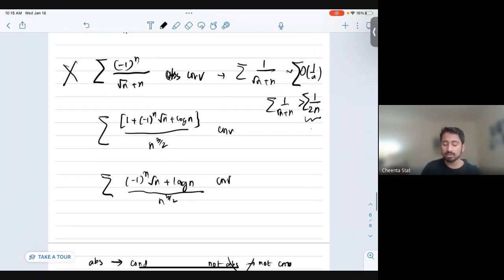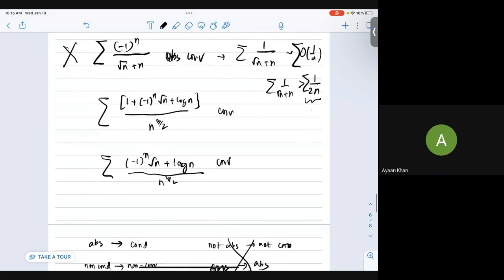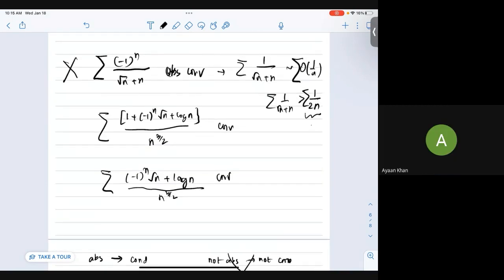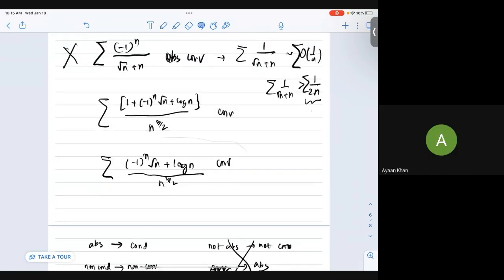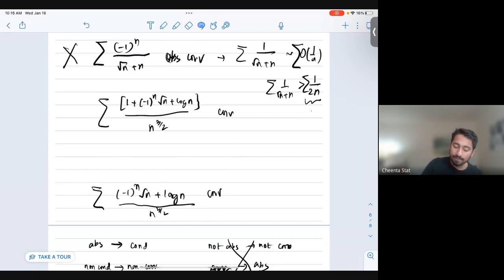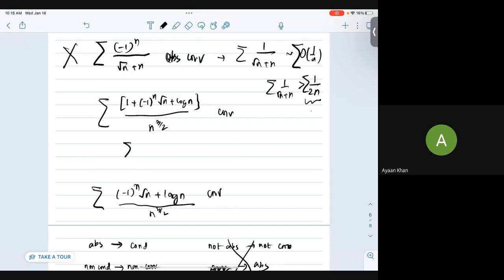Similar here. So are all these convergent or not? Can you just tell me yes or no? Yeah, the third part won't be convergent. Why? Sir, if you separate it as 1 over n to the power 3 by 2 plus the rest of the terms, the left series is convergent, but the right series is not convergent. As n tends to infinity, log n can be ignored with respect to root n.